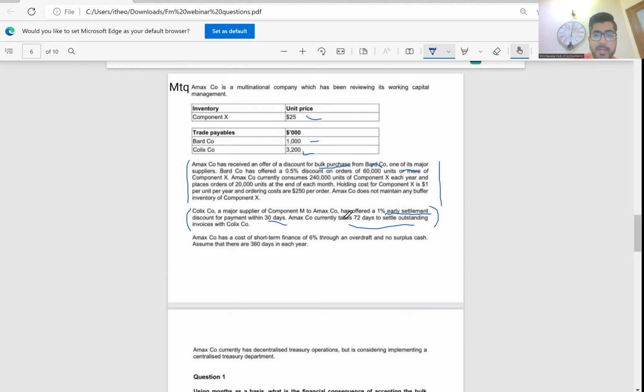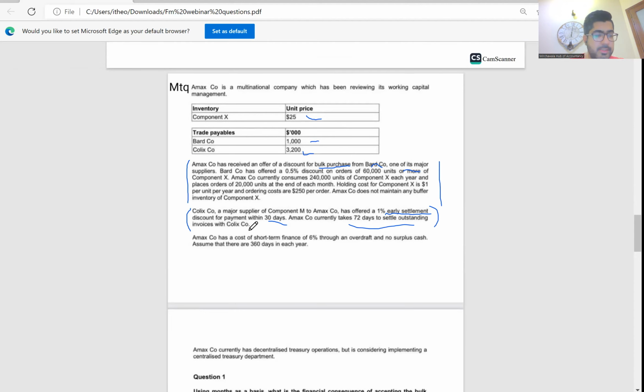Colleagues, a major supplier of component M, has offered 1% discount for payment within 30 days. Amex currently takes 72 days to settle outstanding invoices with Colleagues. Okay. Now, currently, it takes 72 days to settle outstanding invoices. It is offering you 1% discount for payment within 30 days. Okay.